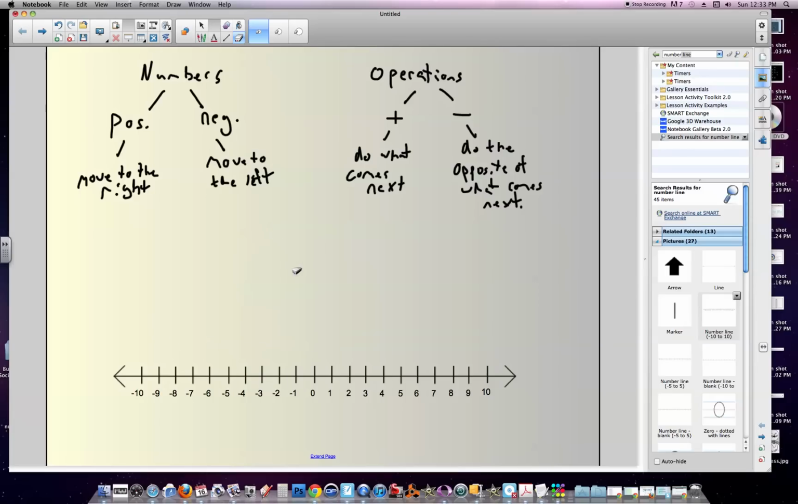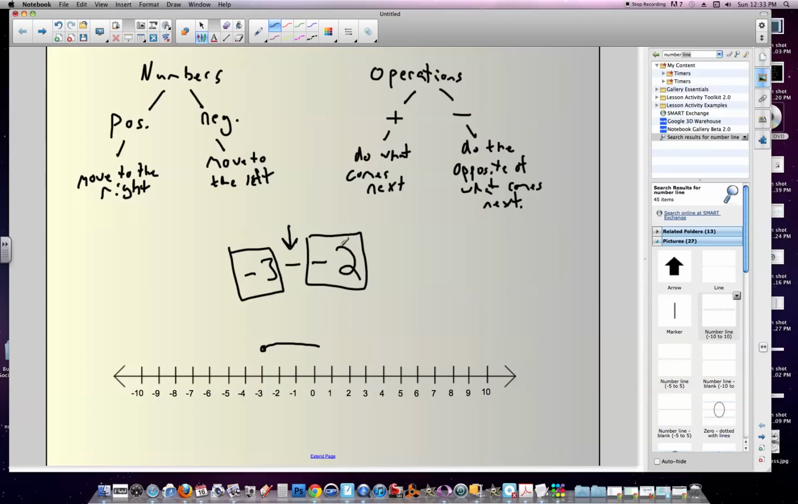All right, so let's look at another example. What if I said negative 3 minus negative 2? Okay, first number, go to the left 3. My operation is a subtraction sign, and my next number is a negative 2. Well, this says go to the left 2, right? Negative numbers go to the left. But I have to do the opposite of that, so I need to go to the right 2. My answer comes out to be negative 1.